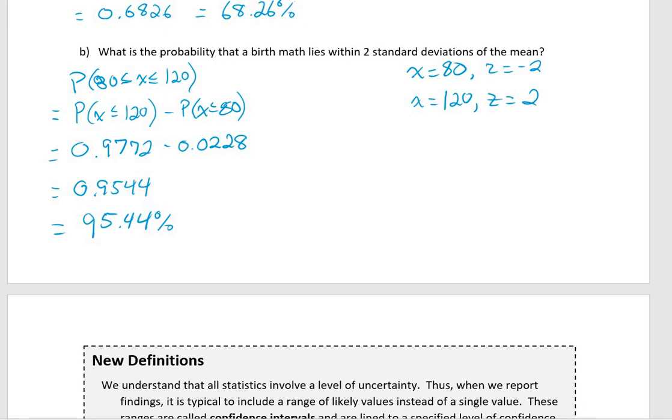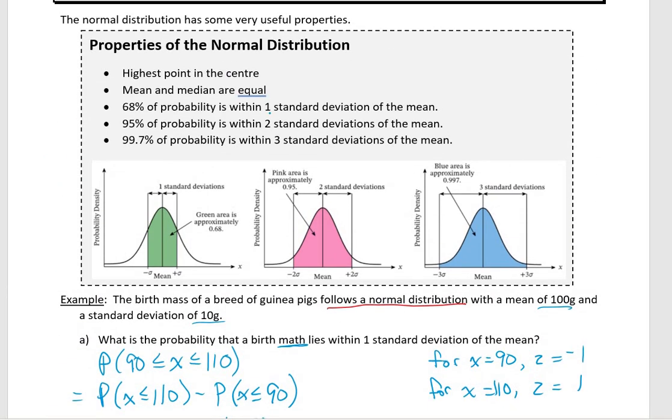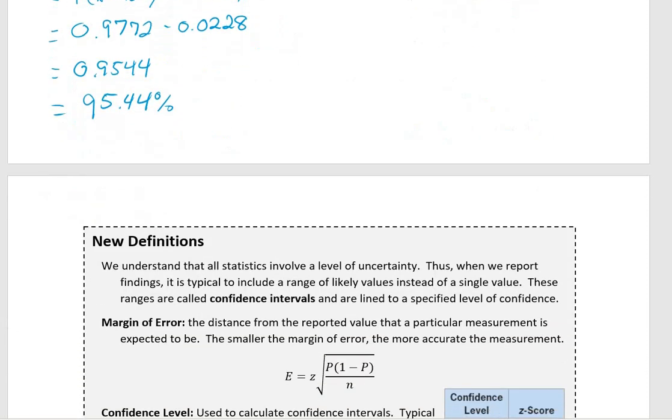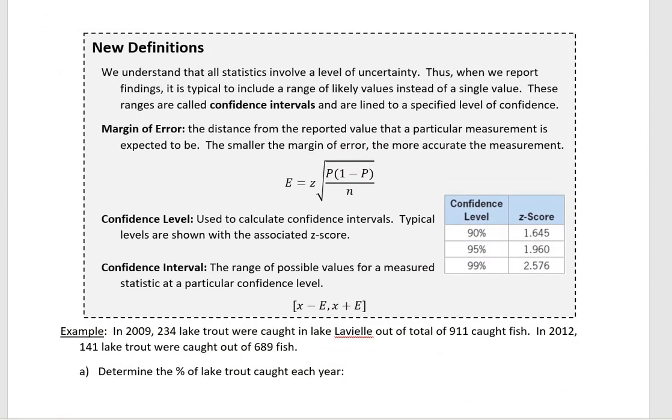In the future, I'm totally okay with you just referring to those values for a question. You don't need to calculate if it's something about precise 1, 2, or 3 standard deviations. Recognizing that 1 means 68%, 2 means 95%, and 3 means 99.7%. All right, so moving on.